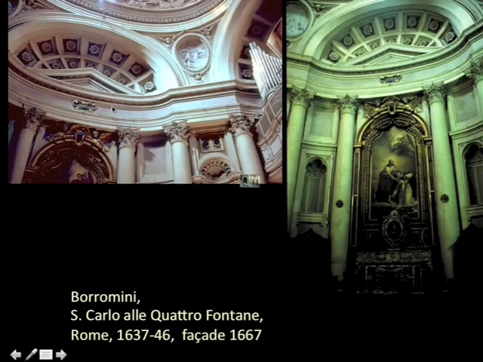Look at the way the wall goes. It's kind of a running triumphal arch motif. It's constantly destabilizing itself. In one sense, it wants to organize itself around the arch and then the little trabeated piece on either side.